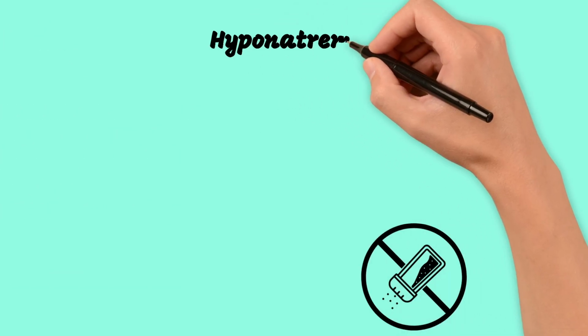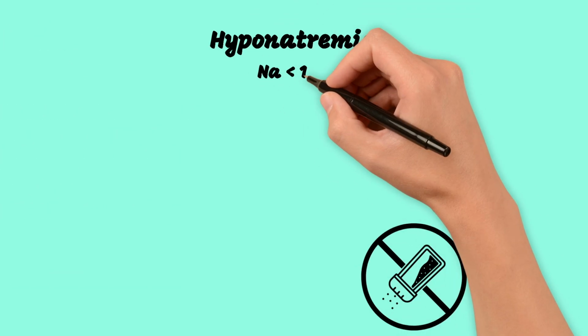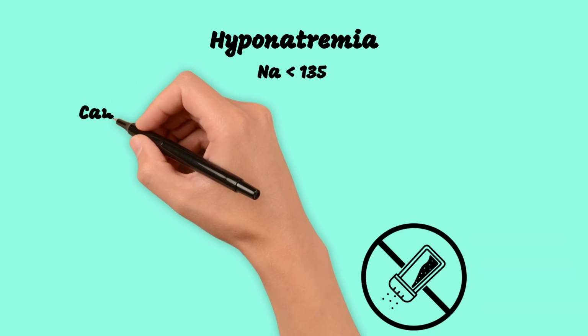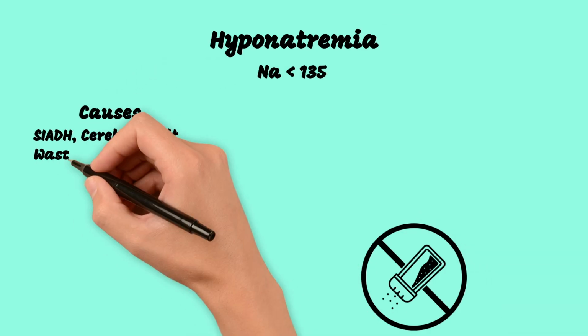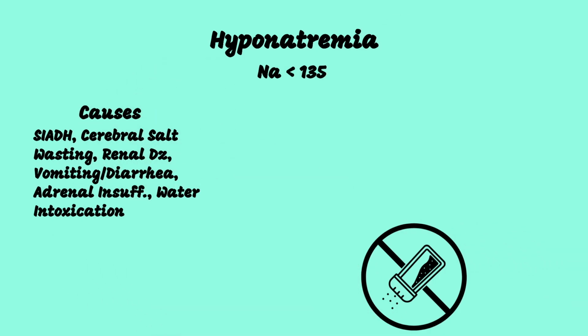Let's move to hyponatremia, and that's a sodium level less than 135. Some causes: of course, the opposite of DI is SIADH, or syndrome of inappropriate antidiuretic hormone, where we retain too much fluid and we dilute the sodium that we have. Cerebral salt wasting, of course, renal disease, vomiting, diarrhea, adrenal insufficiency, and of course, water intoxication.